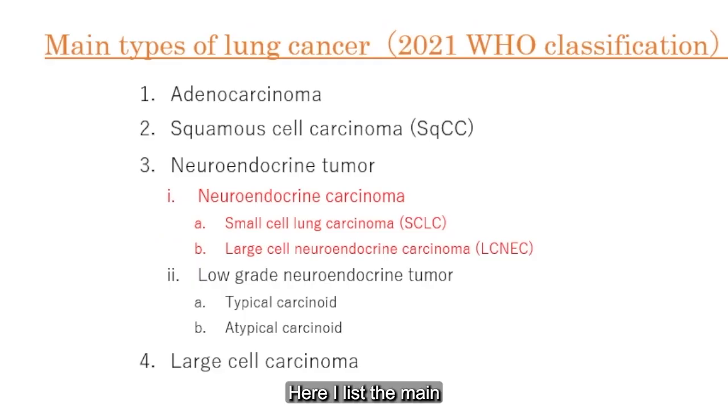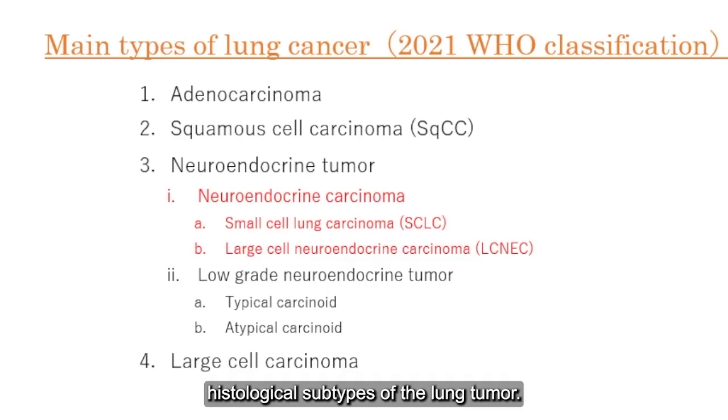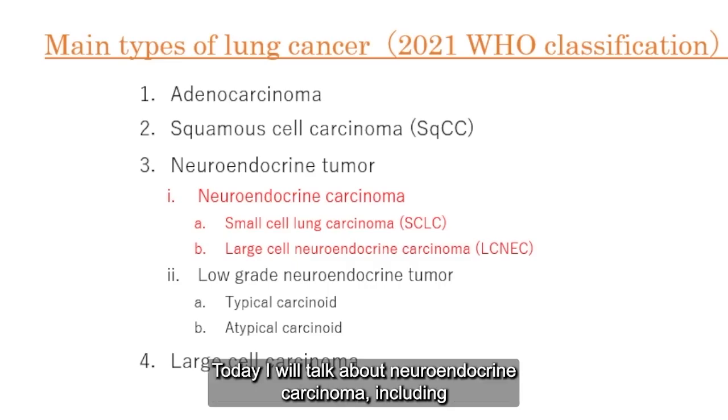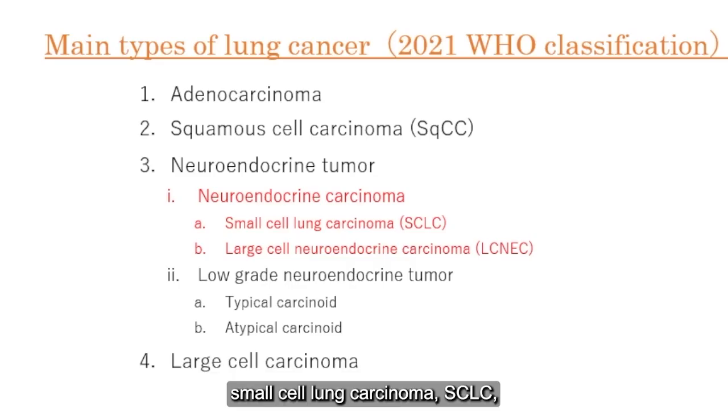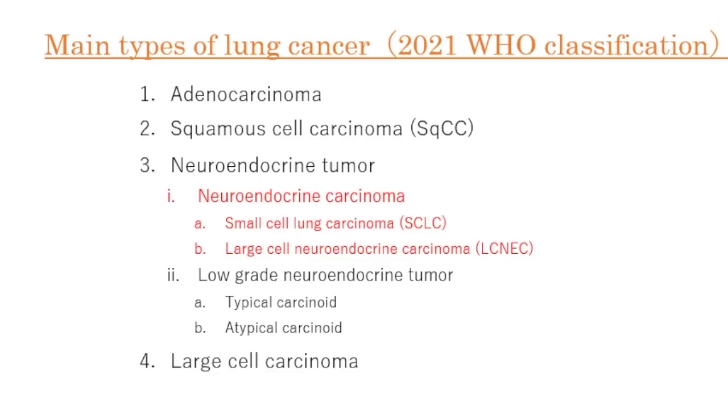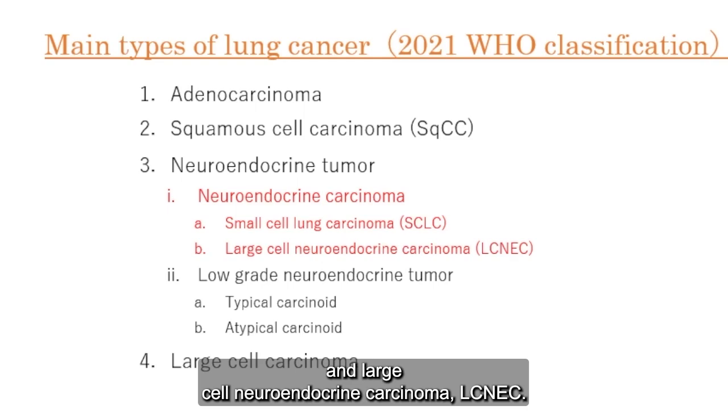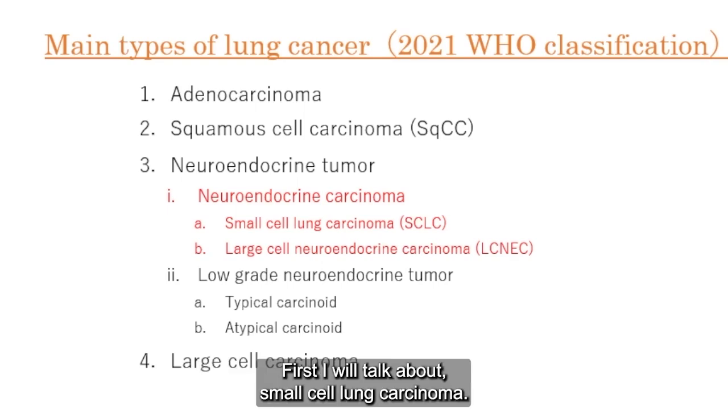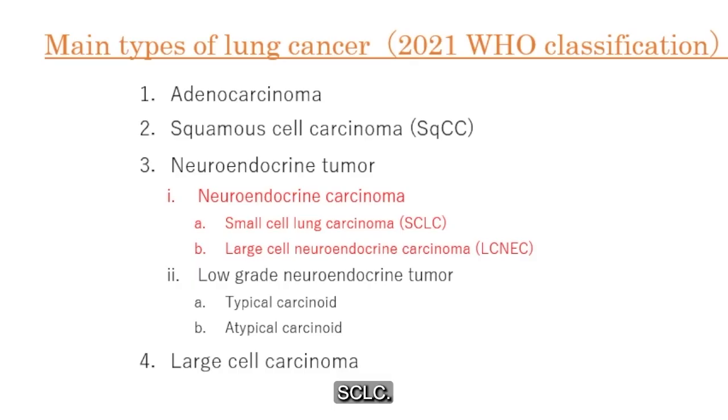Here I list the main histological subtypes of lung tumor. Today I will talk about neuroendocrine carcinoma, including small cell lung carcinoma, SCLC, and large cell neuroendocrine carcinoma, LCNEC. First, I will talk about small cell lung carcinoma, SCLC.